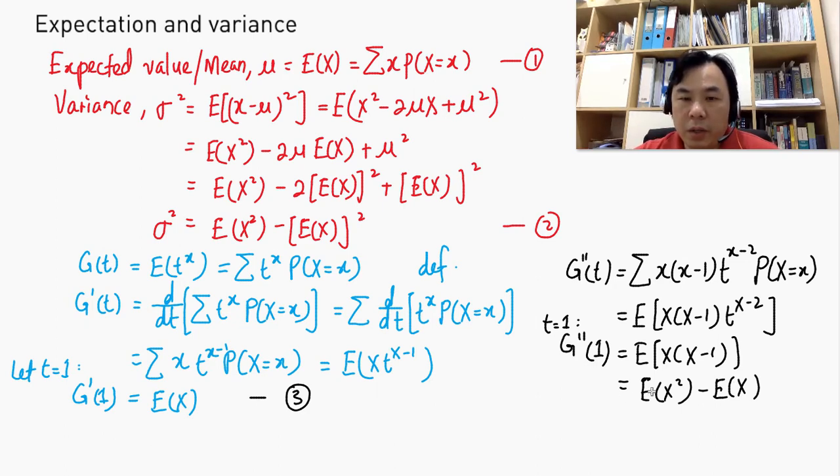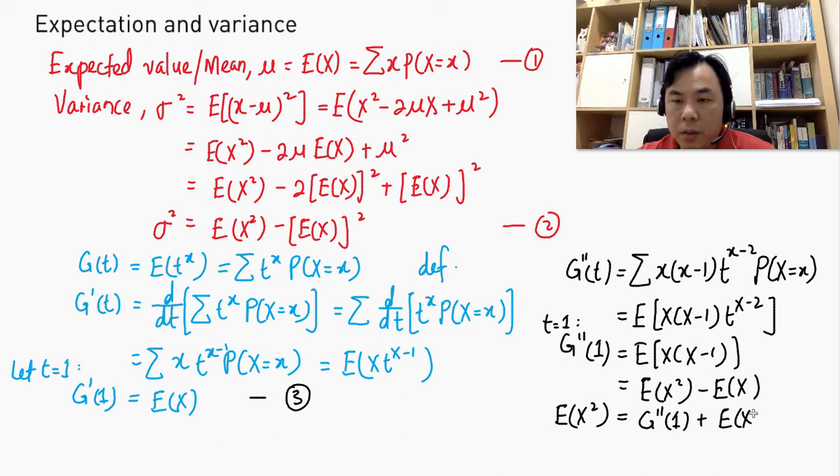And then if you rearrange again, we will be able to obtain another relationship between E[X squared] and the second derivative, plus E[X]. Okay, now that will be a very important result to use next. Why? Because our intention now is to obtain the variance. Is there any relationship between the variance and the first and second derivative of the probability generating function?